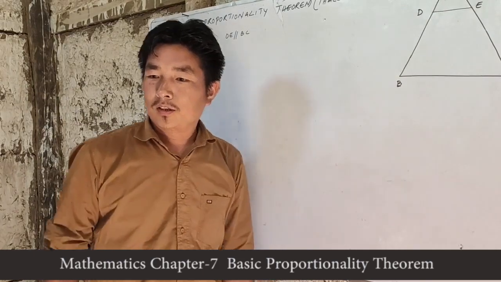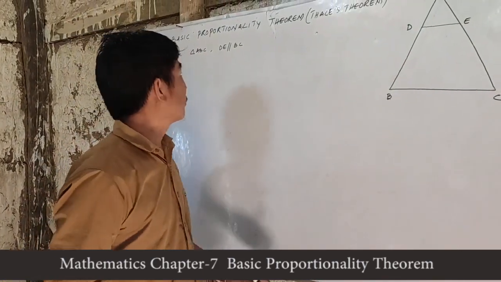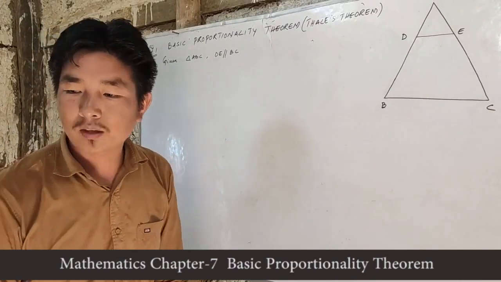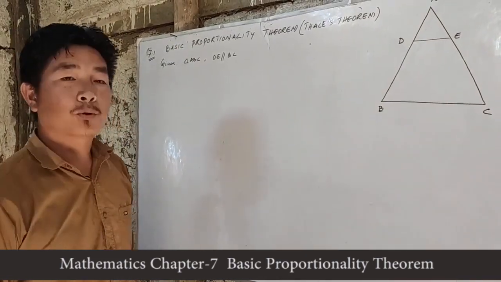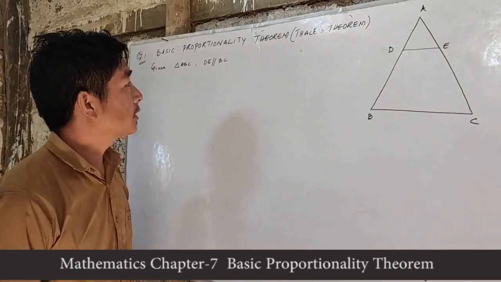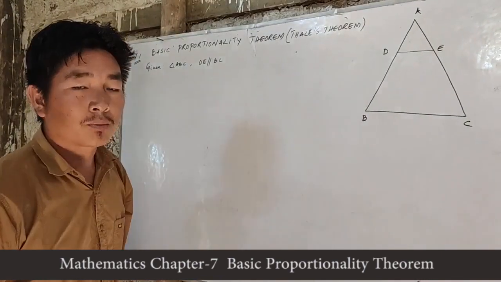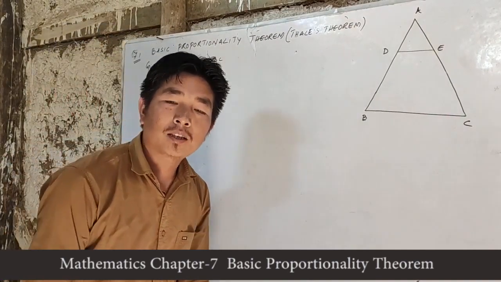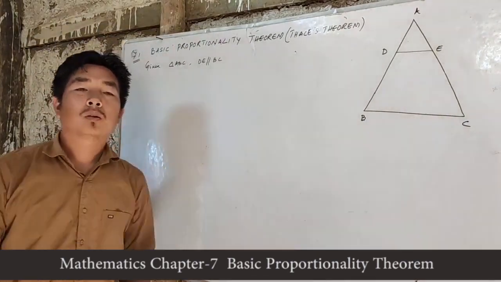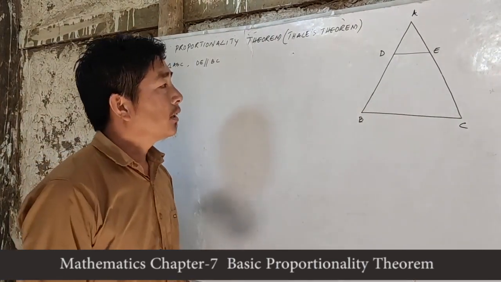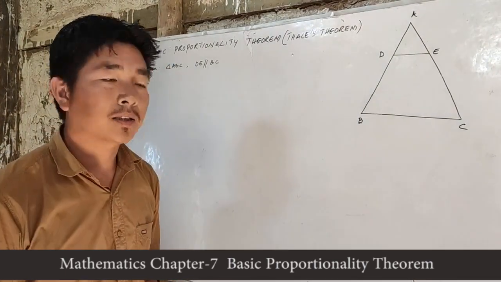Hello everyone. Today let us discuss a theorem from chapter 7, Triangles, theorem 7.1, that is the basic proportionality theorem, also known as Thales' theorem. The basic proportionality theorem states that if a line is drawn parallel to one side of a triangle intersecting the other two, then it divides the other two sides in the same ratio.